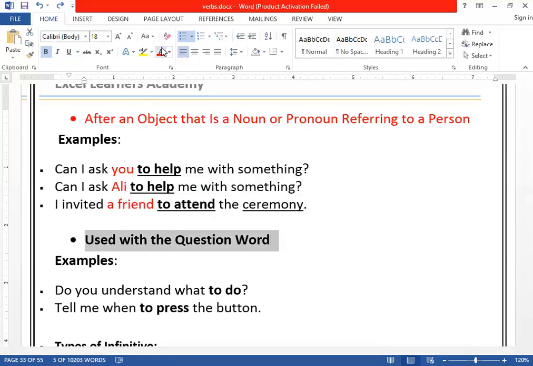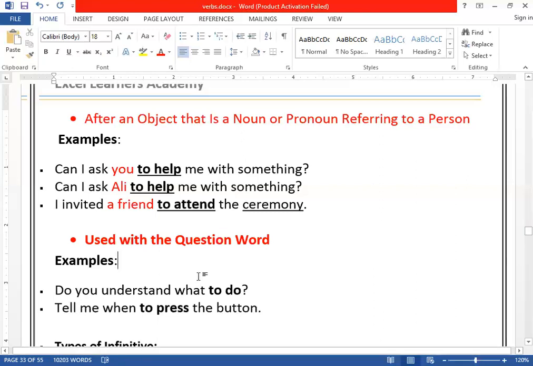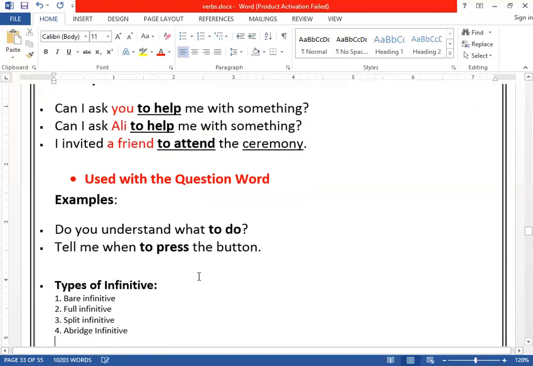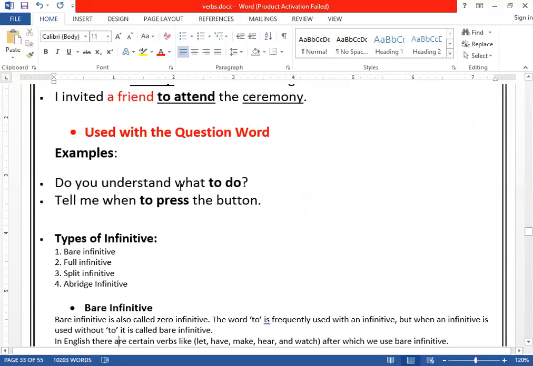Used with question words. Infinitives can be used with what? With question words like when, what, why, who, etc. Examples of that: do you understand what to do? What is a question word. What to do: "to do" is an infinitive. Do you understand what to do? Here, "what to do" is called an infinitive phrase.